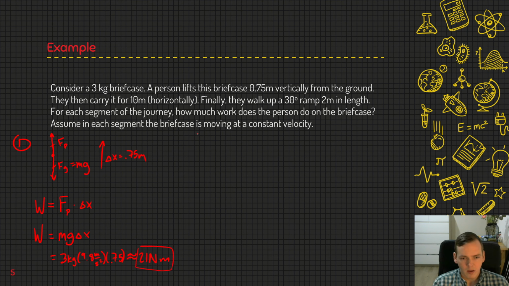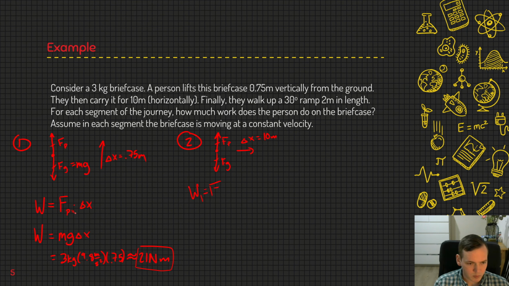For the second part of their journey, the person is still pulling upwards and gravity is still pulling downwards. If they're moving at a constant speed, there are no horizontal forces at play here. It did take some horizontal force to get the briefcase moving horizontally, but now its inertia carries it horizontally. So how much work is done here? If our delta x is equal to 10 meters, how much of this vertical force is in the same direction as the horizontal motion?